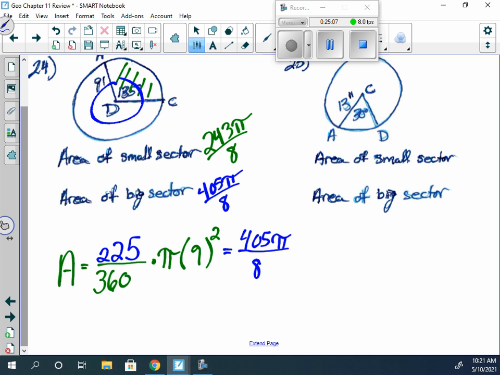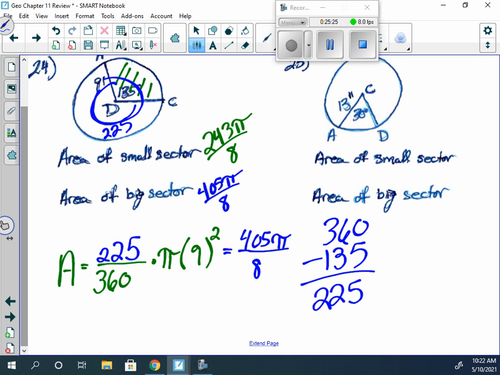The whole circle is 360. I know the part that we found for the smaller section was 135. So I can do 360 minus 135 to get this other angle here, which is 225.